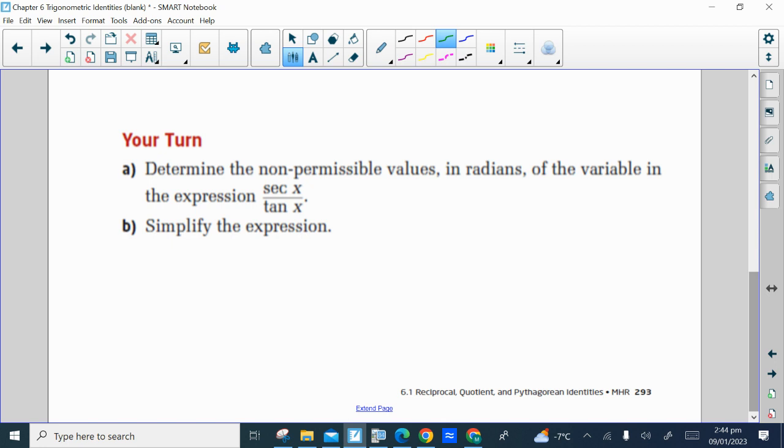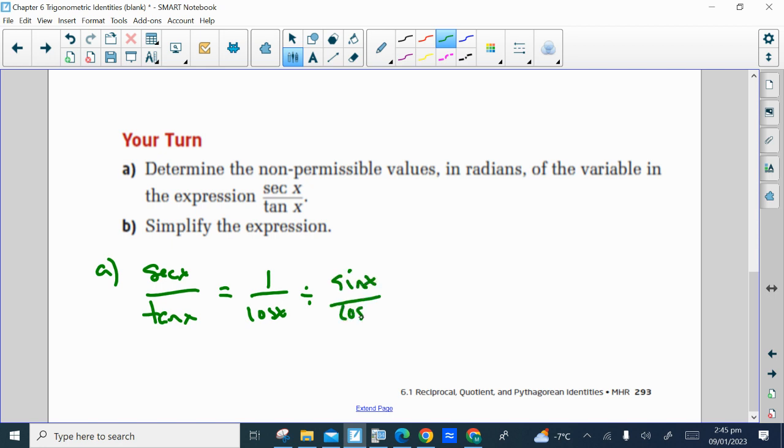So on the next page, or on the bottom, I should say, a different expression. We want to determine the non-permissive values in radians for sec x over tan x and then simplify that. So again, to find the restrictions, we write everything with denominators. Secant is 1 over cosine x, and that's divided by tangent, which is sine x over cos x.